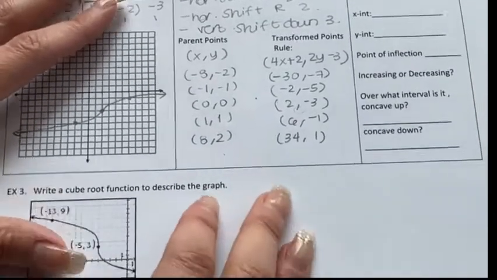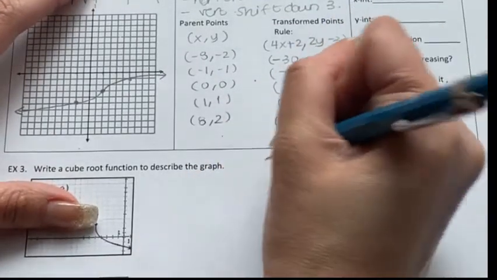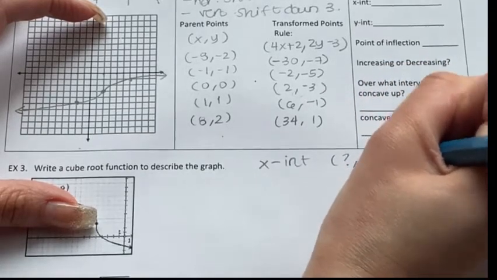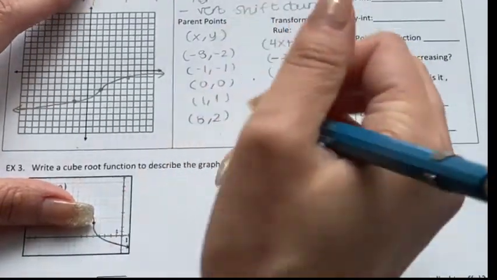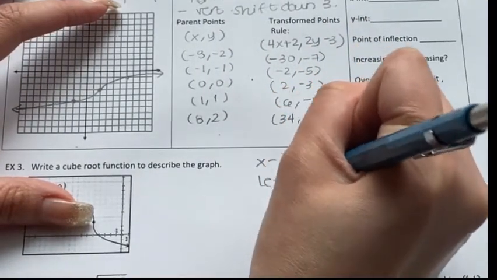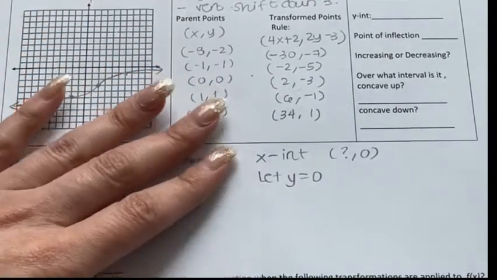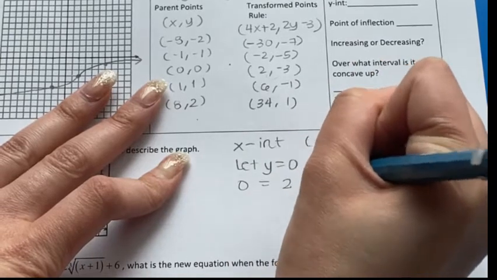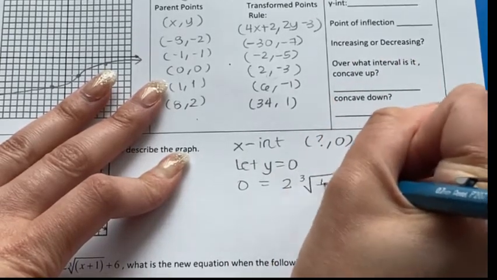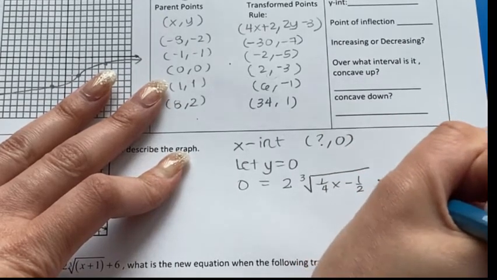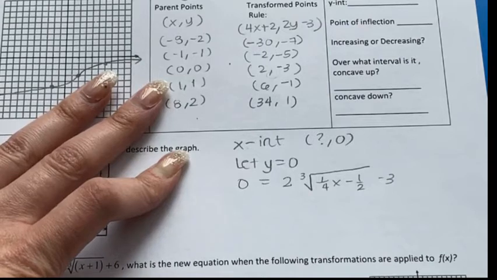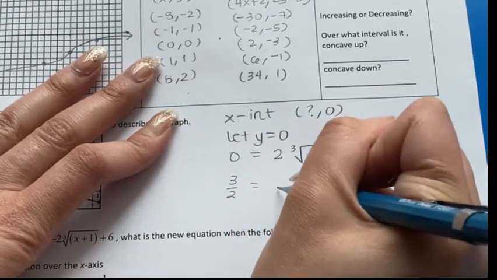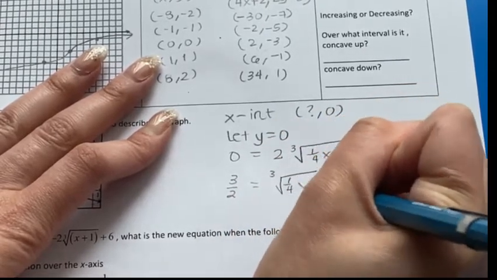Okay, I'm going to do it on the side. You know that the x-intercept is going to be when you have something comma 0. Meaning I'm going to let my y be equal to 0. Okay, so we have that 0 equals 2 cube root of 1 over 4x minus 1/2 minus 3. Okay, so I need to solve for x. Pass the 3 to the other side, I divide by 2. Okay, then I have all this equation.